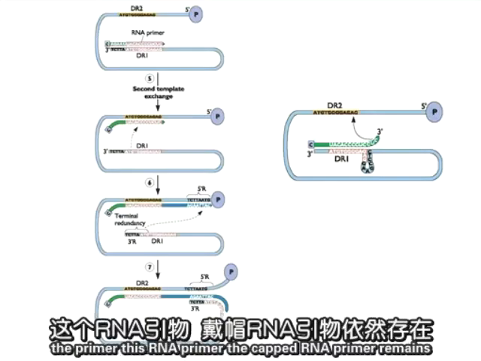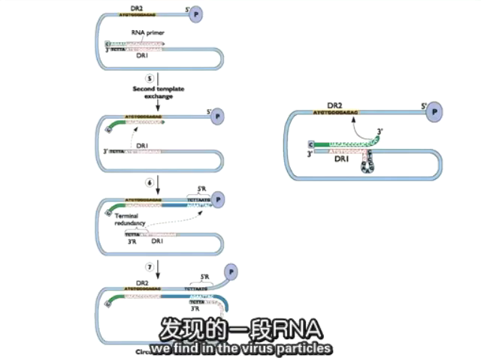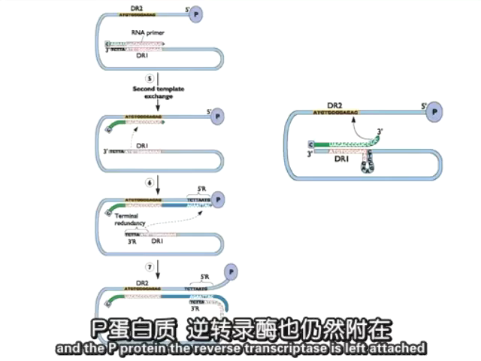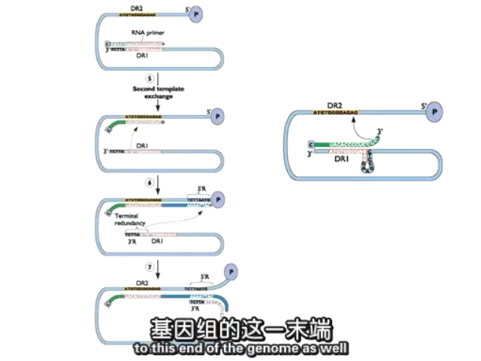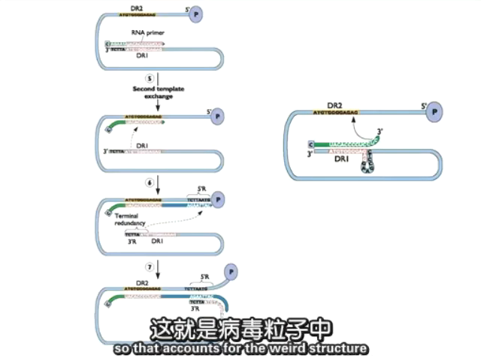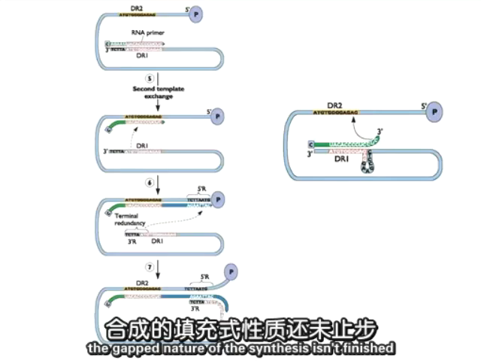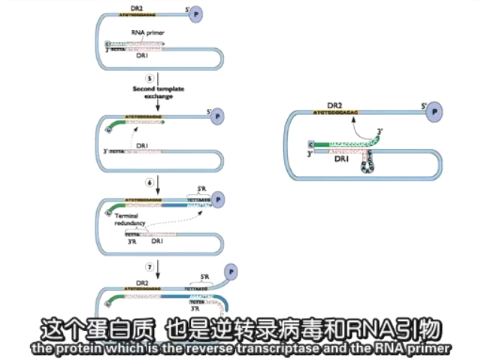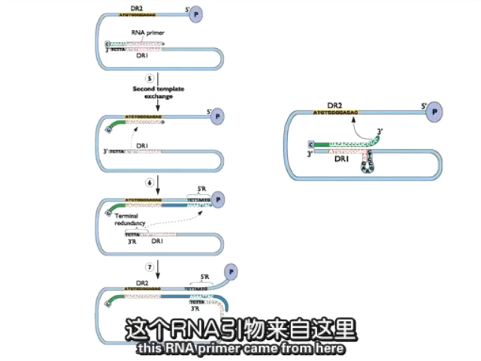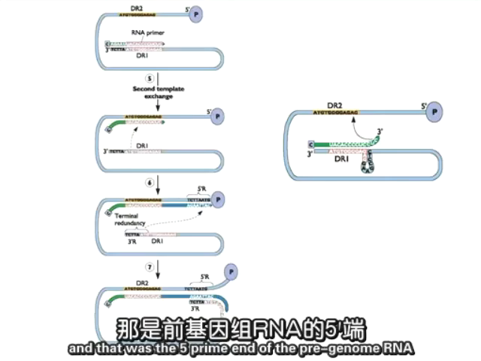The primer, the capped RNA primer remains, so that's the piece of RNA that we find in the virus particles. And the P protein, the reverse transcriptase, is left attached to this end of the genome as well. So the 5' end of the minus strand RNA. So that accounts for the weird structure of the viral DNA in the particles. The gap nature, because synthesis isn't finished. The protein, which is the reverse transcriptase, and the RNA primer. So this RNA primer came from here. Here it was left over from the very beginning of reverse transcription. That was the 5' end of the pre-genome RNA.